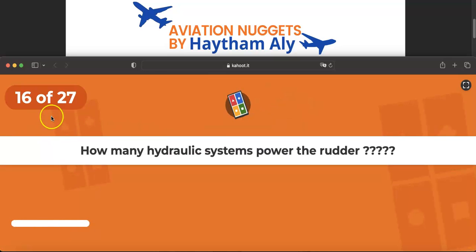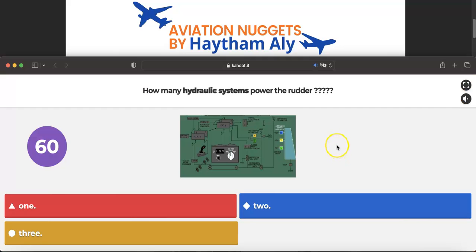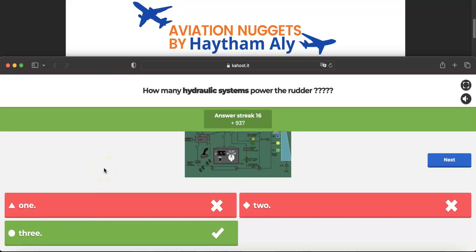Question 16 of 27. How many hydraulic systems power the rudder? 1, 2, or 3? The right answer is 3. Three hydraulic systems are available to operate the rudder. Three actuators, one powered by the green hydraulic system, one powered by the yellow hydraulic system, and the third powered by the blue hydraulic system.